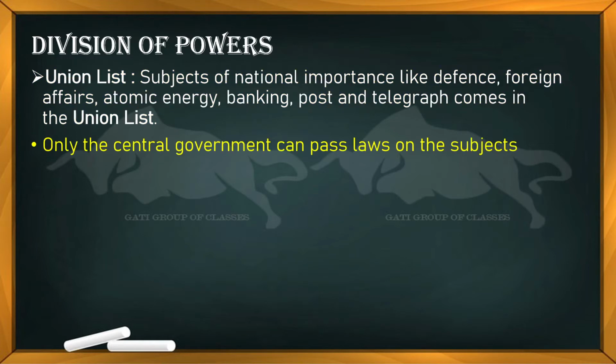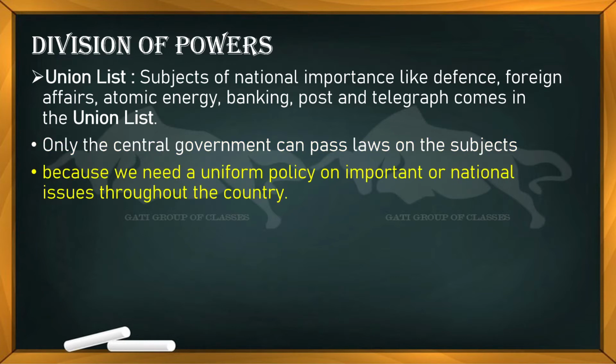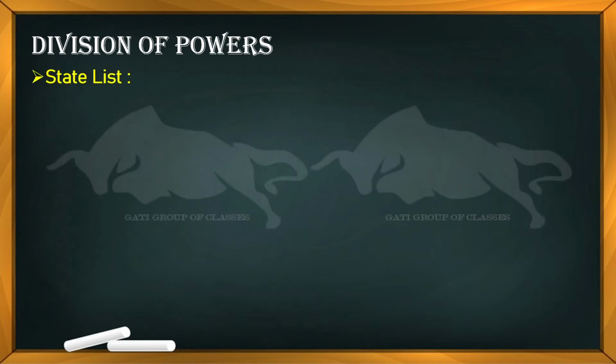These powers are given to the central government so that it can make laws on these subjects, because we need a uniform policy over the whole country. The union list had 97 subjects when it was started, but now it has been increased with the help of amendments.